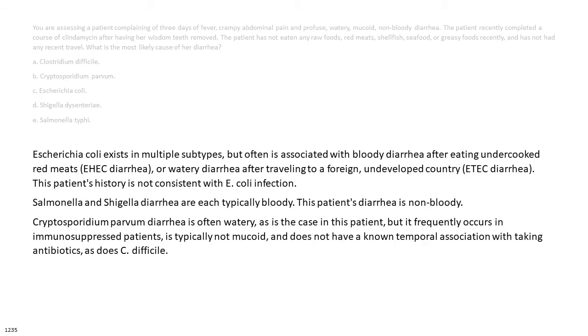Escherichia coli exists in multiple subtypes, but often is associated with bloody diarrhea after eating undercooked red meats, or watery diarrhea after traveling to a foreign, undeveloped country. This patient's history is not consistent with E. coli infection. Salmonella and Shigella diarrhea are each typically bloody. This patient's diarrhea is non-bloody.